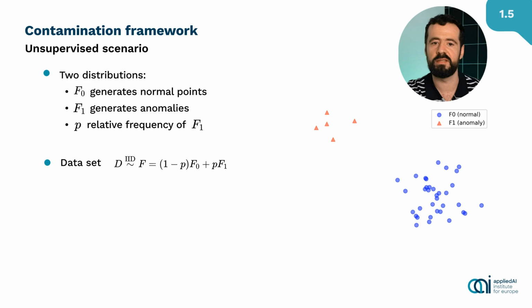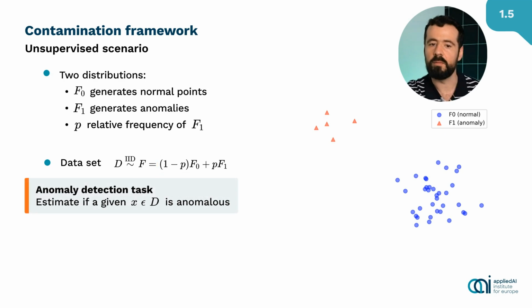the anomaly detection task. In this case, we assume that the data comes from a mixture of two distributions, a distribution F0, which generates the nominal data, and a distribution F1, which generates the anomalies. Our data set then comes from the mixture model with relative frequency P of the anomalies. So we can write the overall distribution as (1 - P) F0 + P times F1.